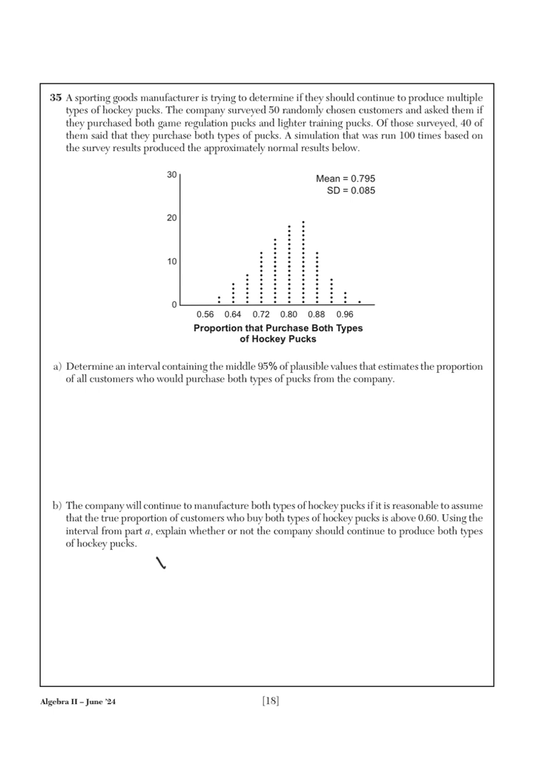So for number 35, I see up here, love when they give you that. We're going to end up using that. If you read part A, it says determine an interval containing the middle 95% of plausible values. So remember what that basically means is your mean plus or minus 2 standard deviations.